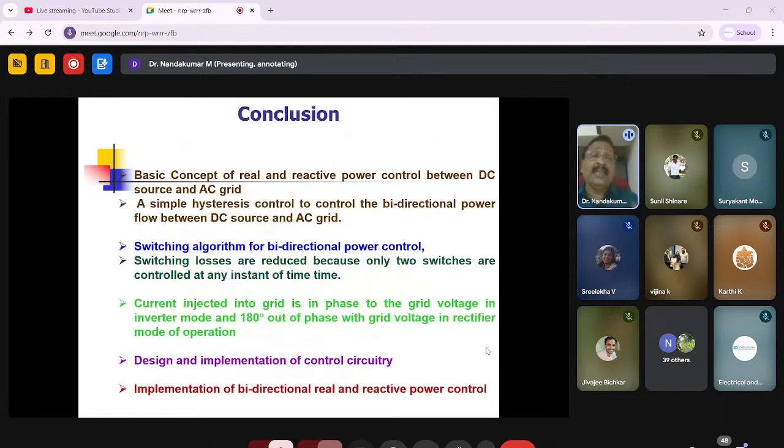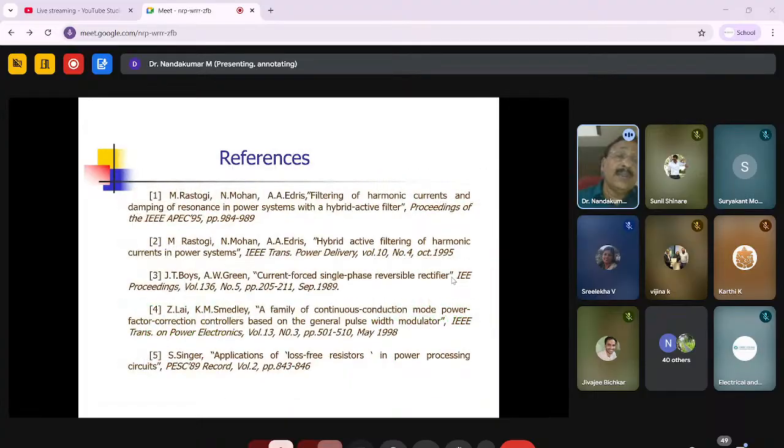The basic concept of real and reactive power control between the DC source and AC grid, I explained, and the concept of hysteresis current control was also explained for bidirectional power control, and a switching algorithm for bidirectional power control also explained. And switching losses are reduced because only two switches are controlled at any instant of time. Current injected into the grid is in phase with the grid voltage in inverter mode of operation, and 180 degrees out of phase with the grid voltage in rectifier mode of operation. And the design and implementation of control circuitry and the implementation of the bidirectional real and reactive power control was also explained. Okay, that's all for the reference.